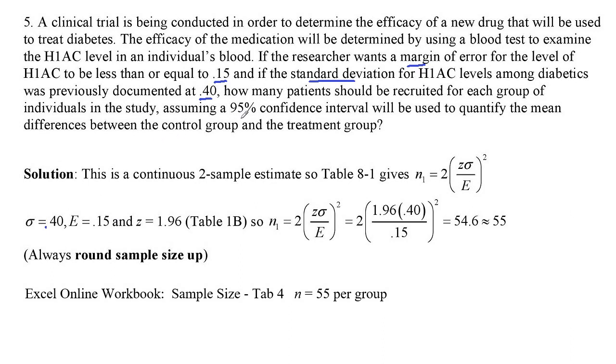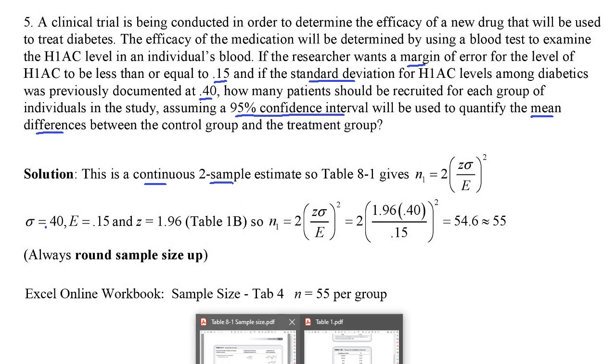And we're assuming 95% confidence interval, so it's a confidence interval we're looking at. And we're going to quantify the mean differences between the control group and treatment group. So this is going to be continuous. H1AC is continuous. It can vary continuously. It's going to be a two sample confidence interval estimate because we've got control group and treatment group. So that formula is right here, continuous 2 sample from table 8.1.